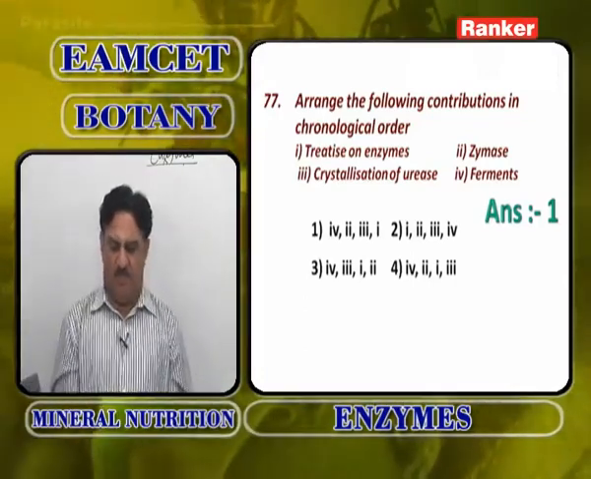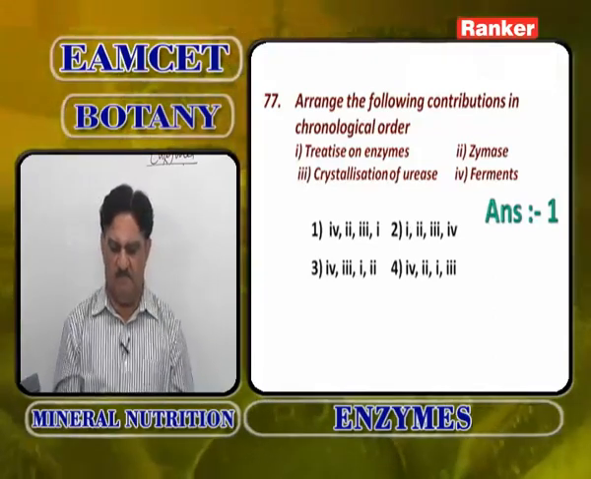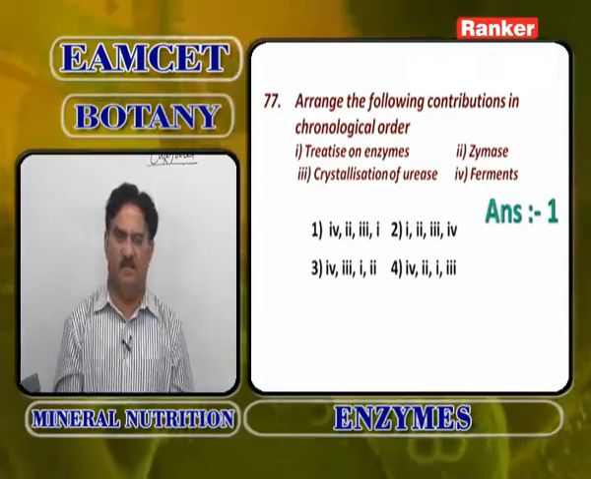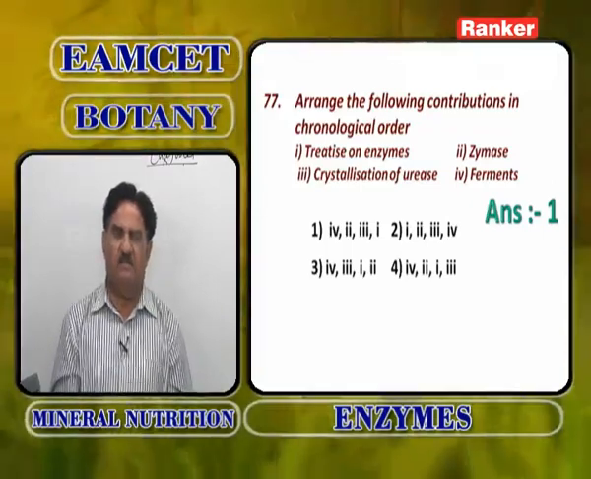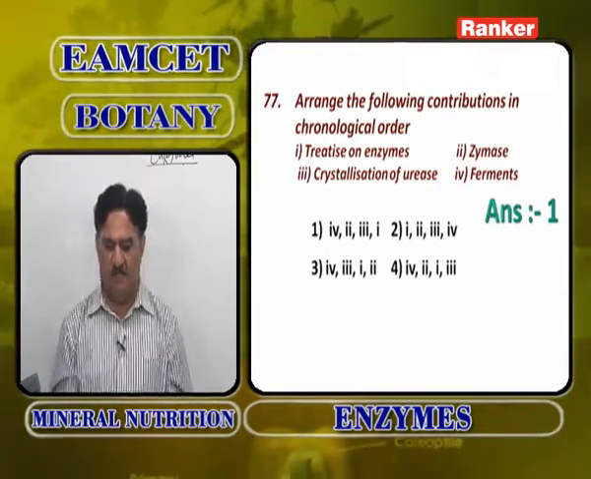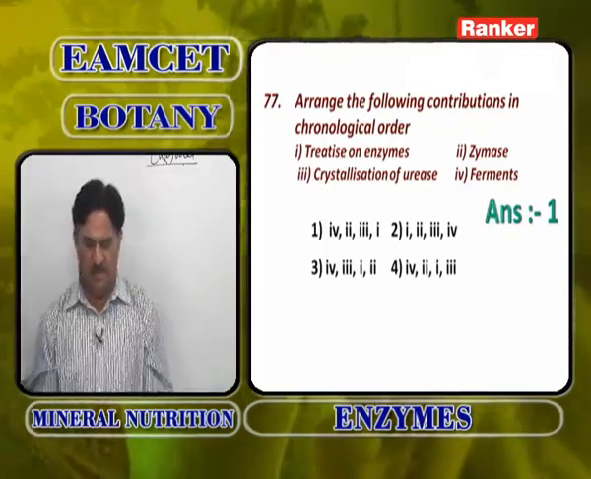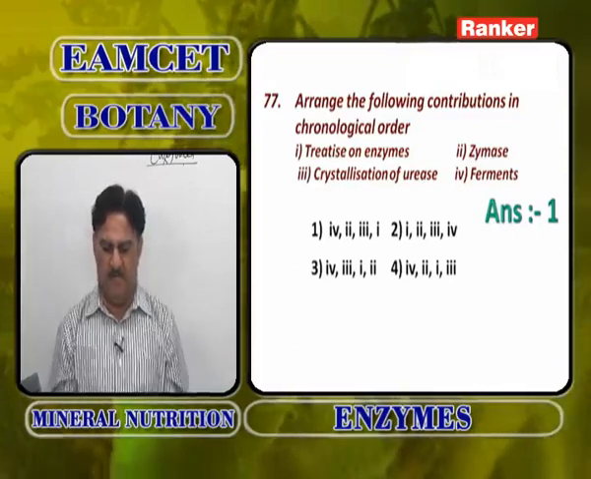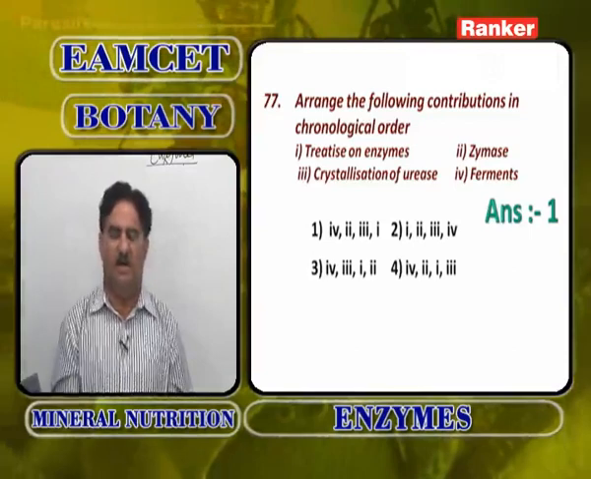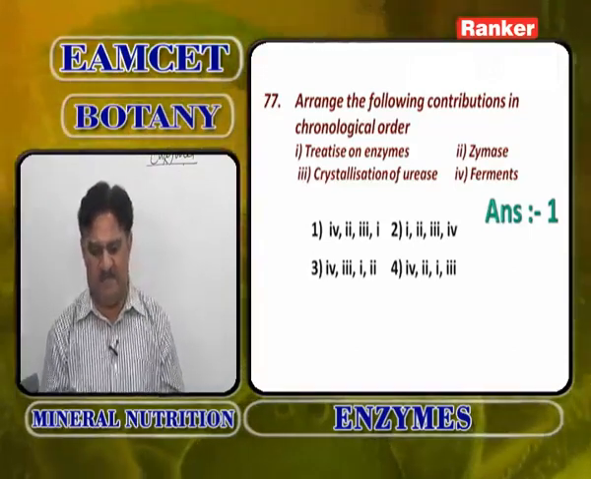So fourth one comes first. Then zymase. To these ferments the term enzyme was given by Kuhne, but the term zymase was given by Edward Buchner. So, first 4 will come, next 2. Then crystallization of urease enzyme. Crystallization of urease enzyme is done by J.B. Sumner after the discovery of zymase enzyme.